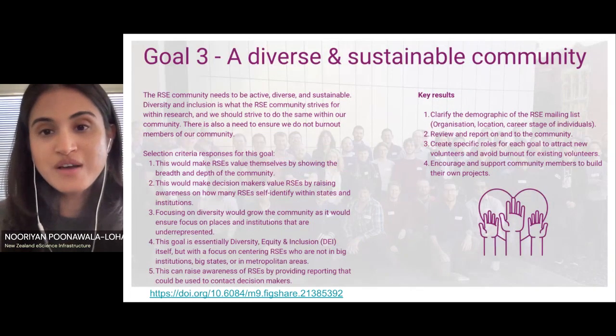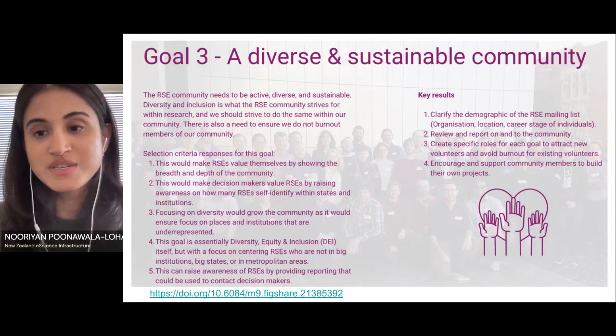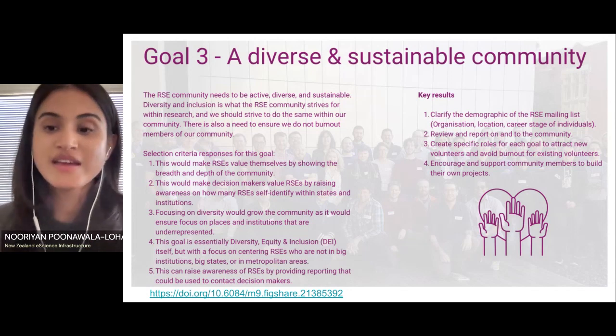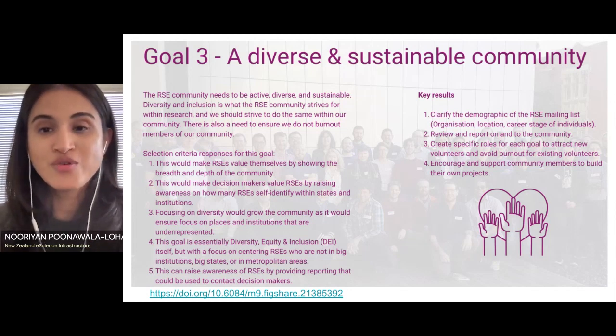The next one was around a diverse and sustainable community. This is definitely something we're continuously working on, and hopefully we can build on it in the future, and we will potentially have more data to show in the future.